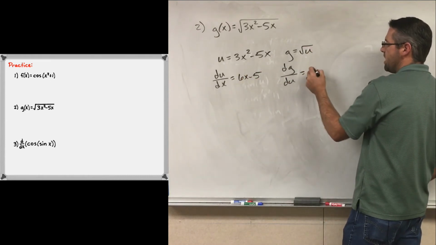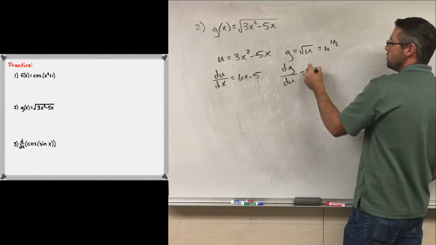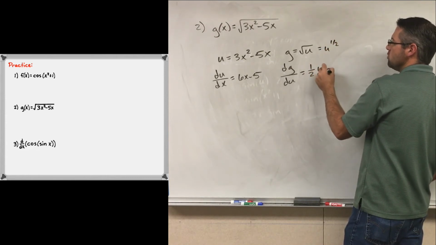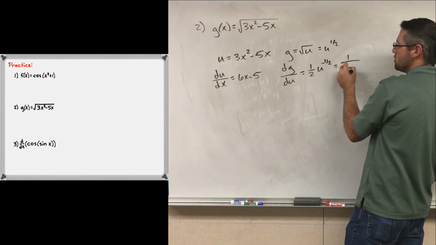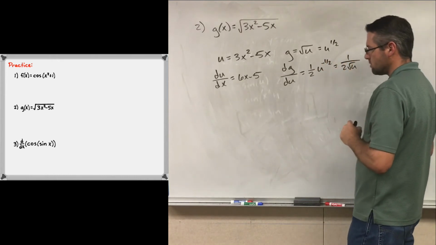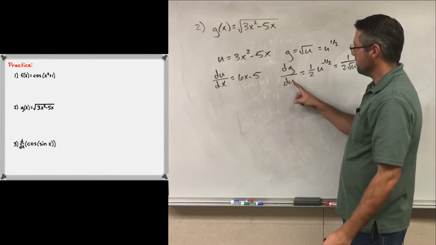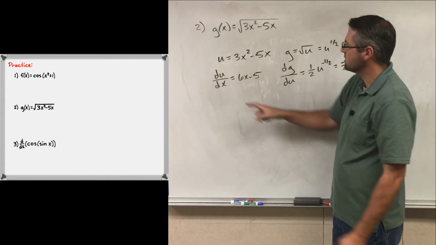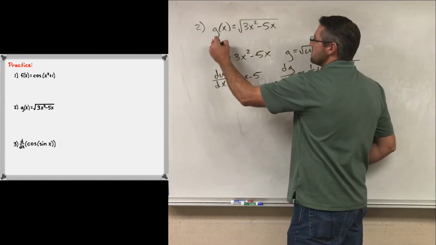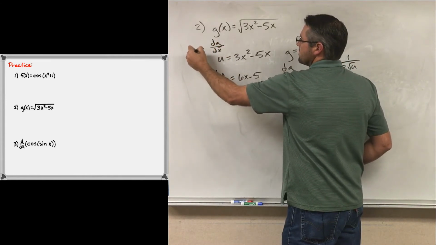And the derivative of this guy, remember this can be rewritten as u to the 1/2. So we use our power rule, 1/2 u to the negative 1/2. And then we could simplify this to say 1 over 2 rad u. Okay? Then we multiply these guys together because that will cancel out the du's and we'd be left with dg dx. And dg dx is just another way of saying g prime of x.